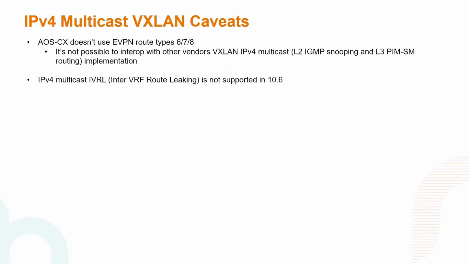Now, going to the caveats. Our current implementation is all proprietary, and it is not using EVPN route types 6, 7, and 8, so you cannot interoperate with other vendor routers. This is applicable for both IGMP and PIM. Then IVRL is not supported in 10.06. This is not specific to VSX; it's a border caveat.